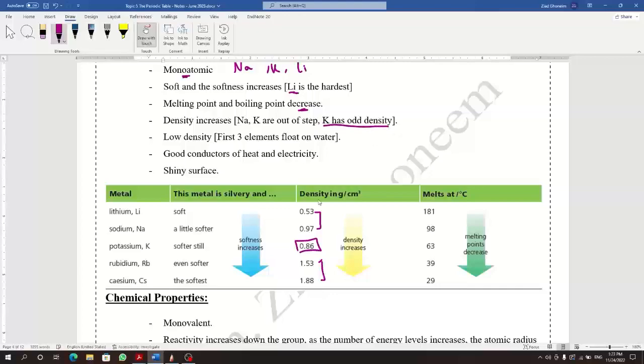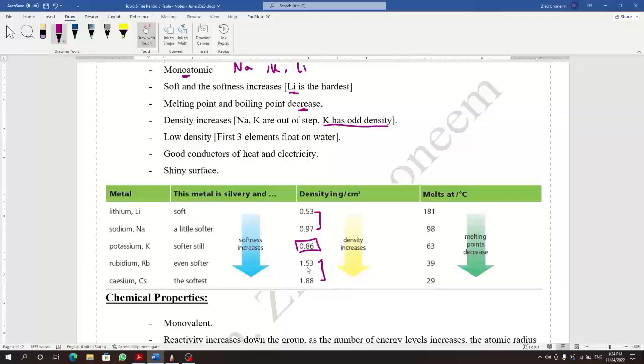Simply, if you consider the differences between sodium and lithium, and then you consider the differences between cesium and rubidium, they will be very, very close to each other, which means that these are in the correct order and these are in the correct order, but the differences between sodium and potassium are very wrong. Actually, potassium should be increasing, not decreasing.